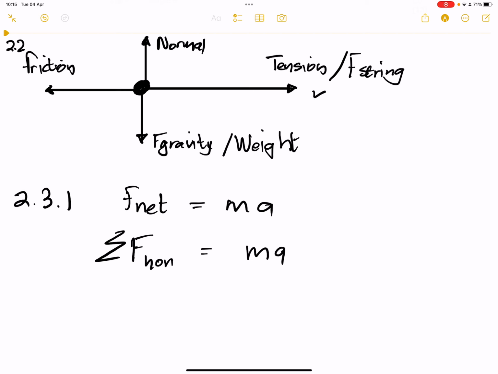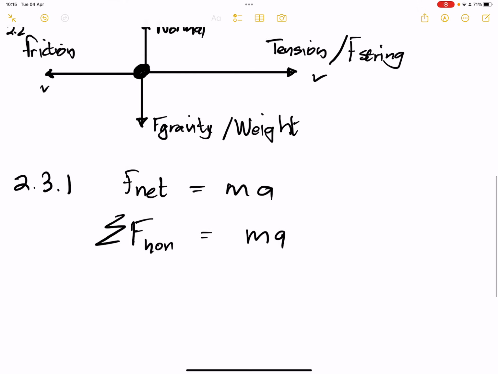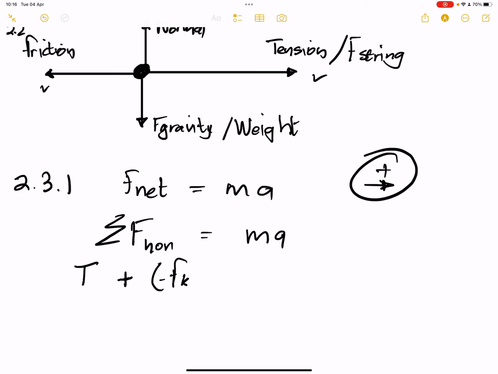Which forces are those? It's both the tension as well as the frictional force. By the way, I'm going to take the direction of motion as positive. You'd help yourself in doing so. We always assume that the direction of motion is positive. They told us that this is moving to the right. So tension plus a negative frictional force, this is the kinetic friction on P, is equal to ma.